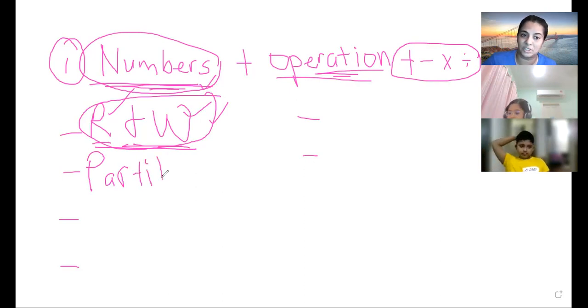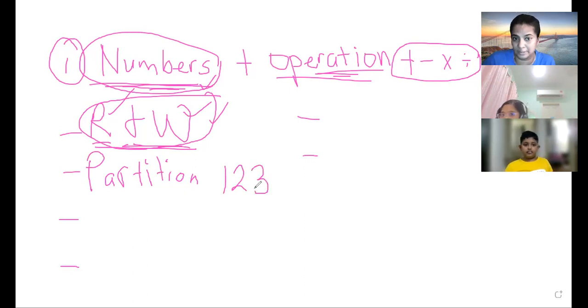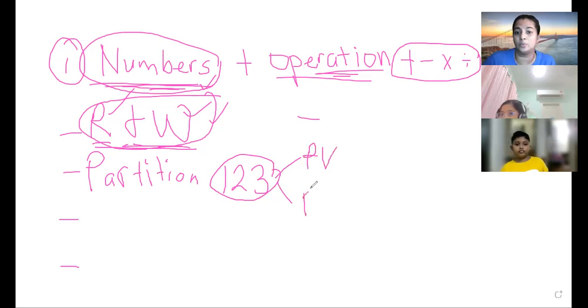Now, what is partition? This word is very important. Breaking up. You know, break up, like a couple breaking up. So you break up the numbers. A very easy example: you have the number 123. I can break this number up in two ways. One is using place value and the other one is using digit value.